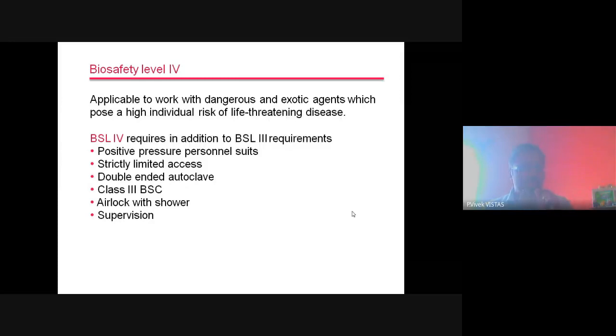So BSL 4 requires, in addition to BSL 3 requirements, what are the things needed? Positive pressure personnel suits. Strictly limited access must be there in the particular environment. A double-ended autoclave must be there. A Class 3 biosafety cabinet, and biosafety cabinets have different classes, so a high end version must be provided. Airlock with shower and supervision must be there in BSL 4. So these are the things required in addition to BSL 3 in the biosafety level 4 category.